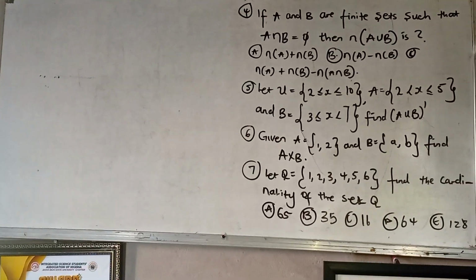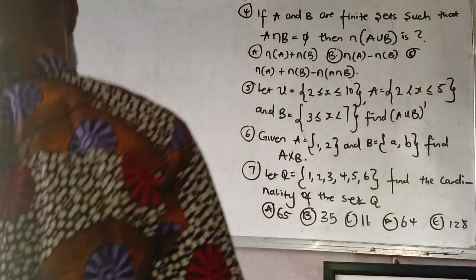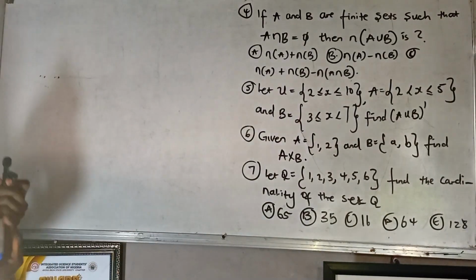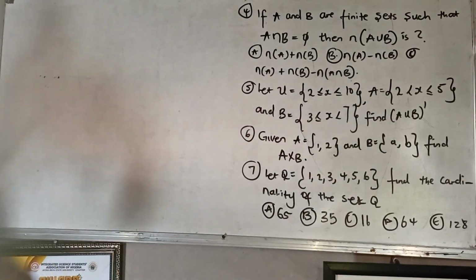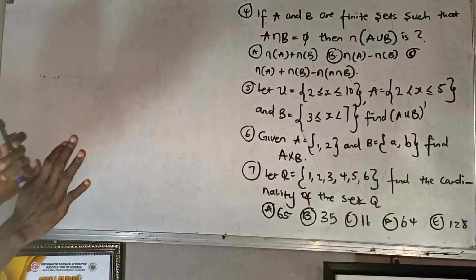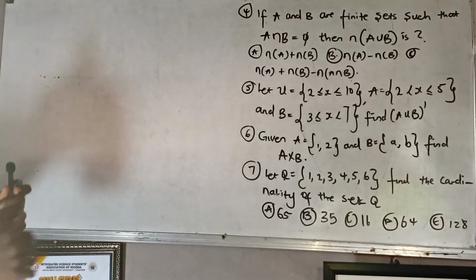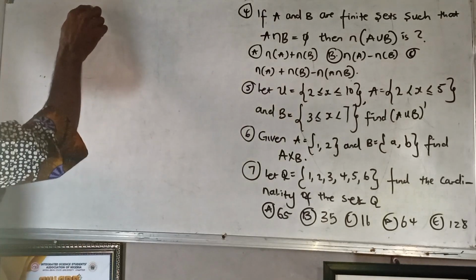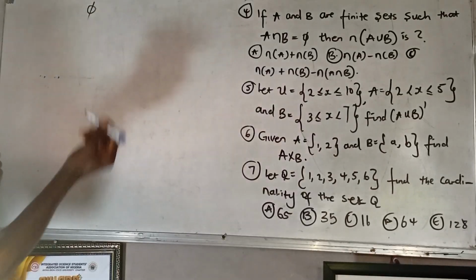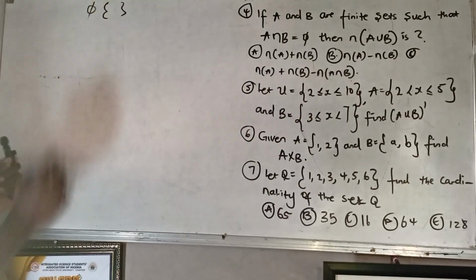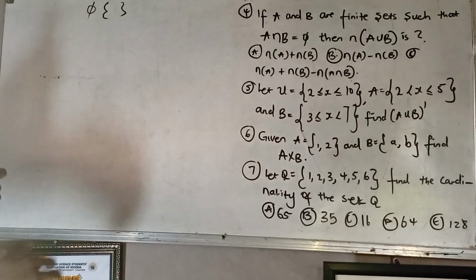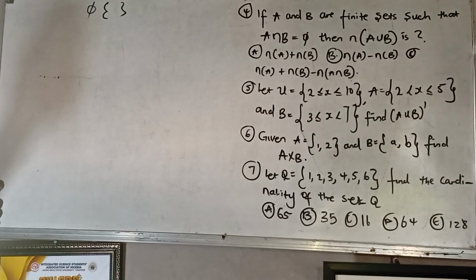Good day, viewers. Okay, let's continue from where we stopped. Question number 4: if A and B are finite sets such that A intersection B is the empty set, that symbol represents an empty set. Or you can also write it like this, there's another symbol for the empty set. Then A union B is that. Let me show you something.